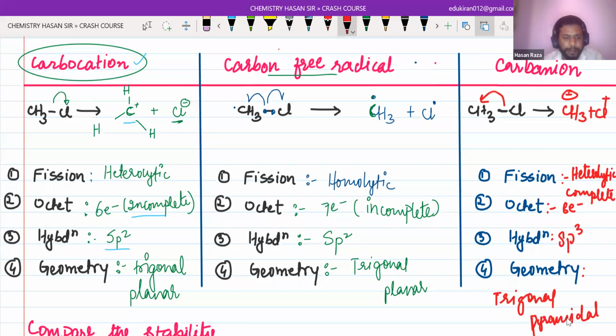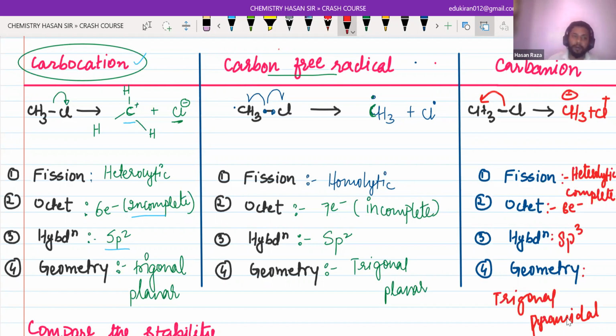Is that clear, everyone? So this is your carbon free radical, carbon anion, and carbocation. Carbocation means a positive charge on carbon. And for producing a carbocation, you have to do heterolytic fission.